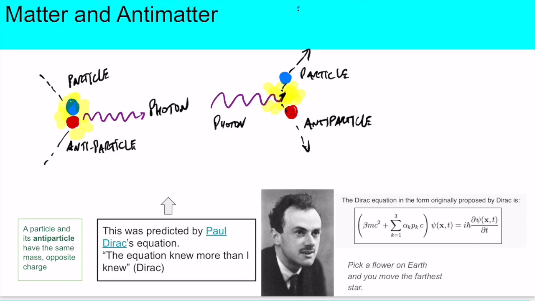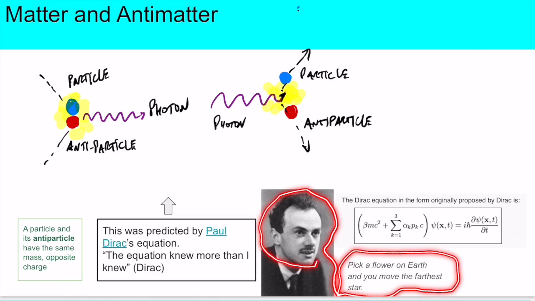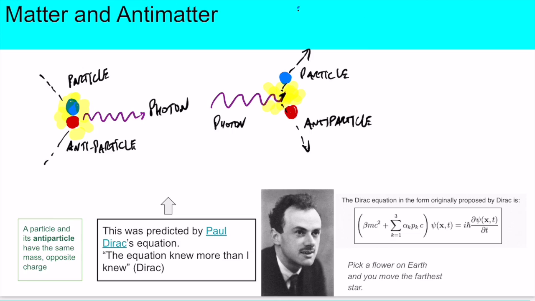So this is what I was saying before, all things are connected. Pick a flower on earth and you move the furthest star. This is Paul Dirac. So a lot of this unit on particle physics will drive us into mystical quotes like this, right? So matter and antimatter were predicted.